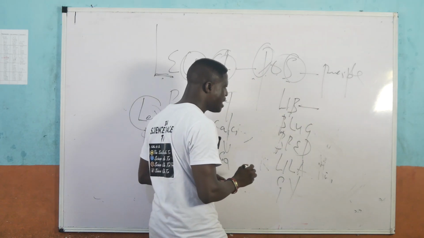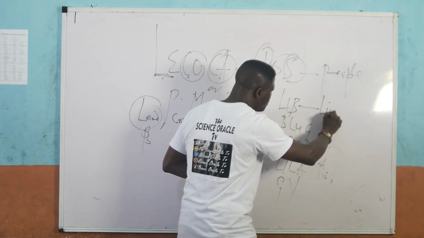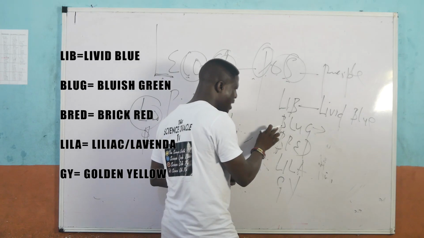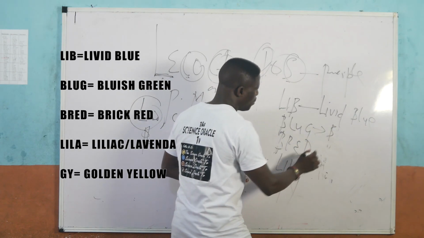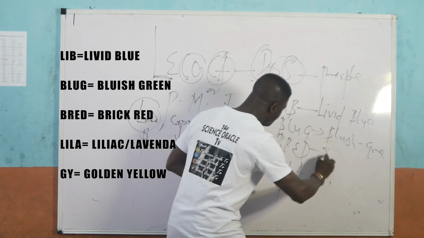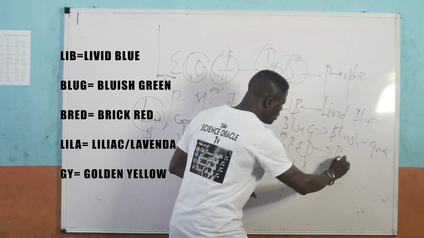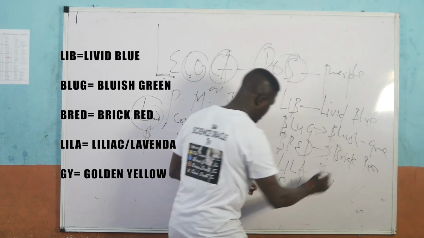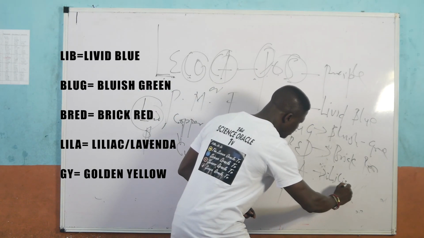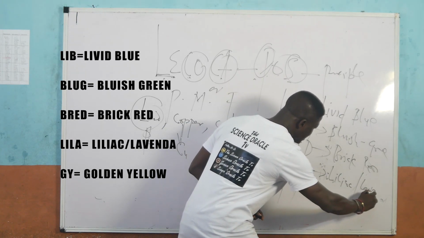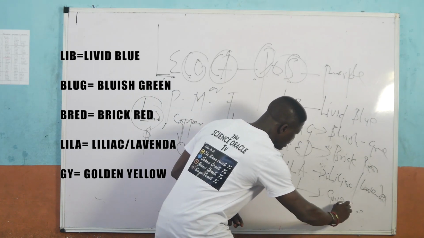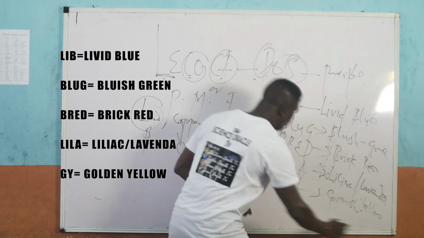Where lead stands for livid blue. Block stands for bluish green. Then bread stands for brick red. Lila stands for or connotes lilac or lavender. And of course, G represents greenish yellow.